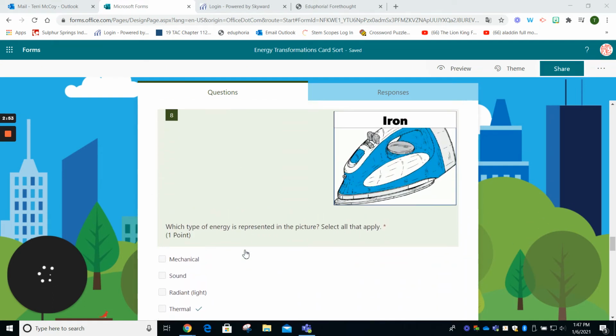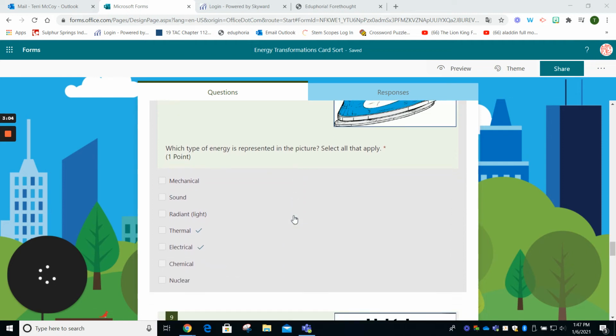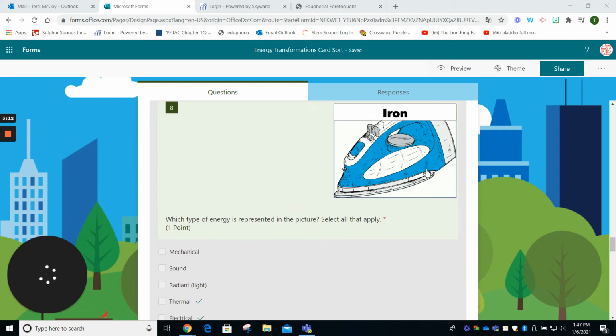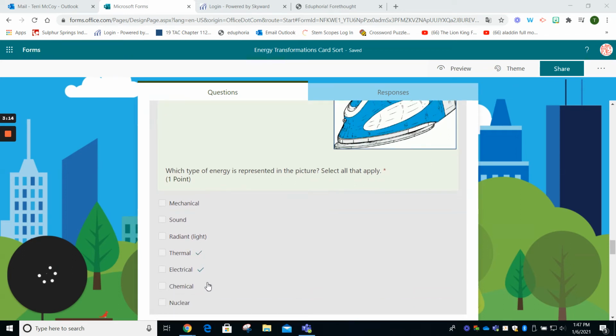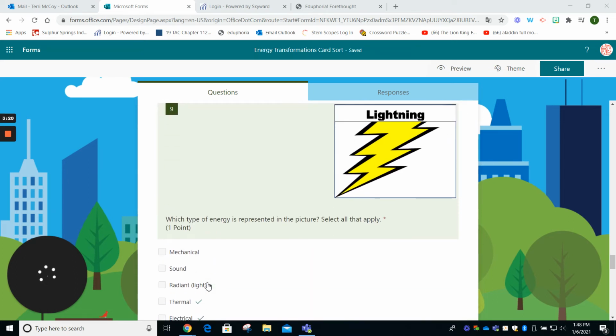Number 8 is an iron. If you've never seen an iron before, we use these to smooth the wrinkles out of our clothes. We plug them in, they get really hot, and we run them over our clothes. Well, the fact that they get hot makes them thermal energy, and we plug them into the wall, they're electrical. So that could be electrical energy too, depending on how you think about it. So I put both of them right here, and to get the question right, you probably have to put both too.